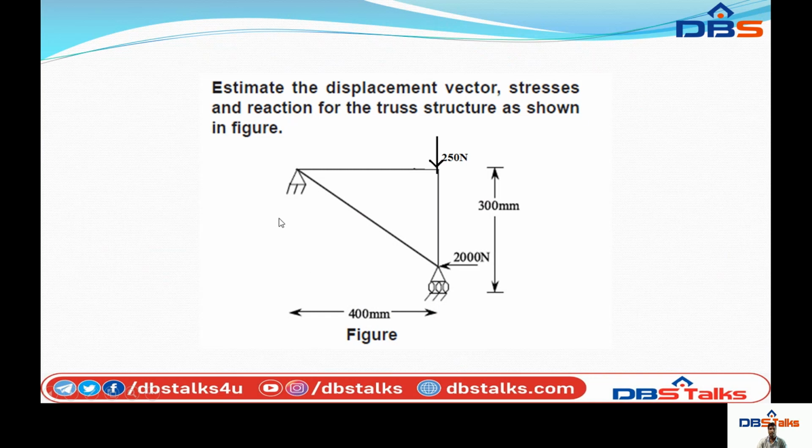Here it is a truss structure, given in the problem. I'm taking this one as the origin point. Why? Because it is a fixed element. There is no horizontal movement, and similarly there is no vertical movement in the first element. It is the origin point having the coordinates 0, 0. This is the first point of the first element.